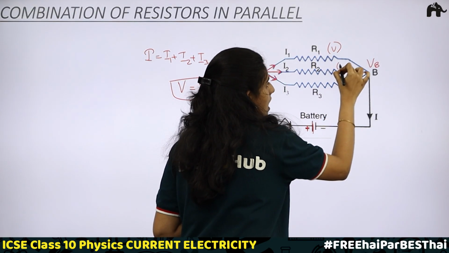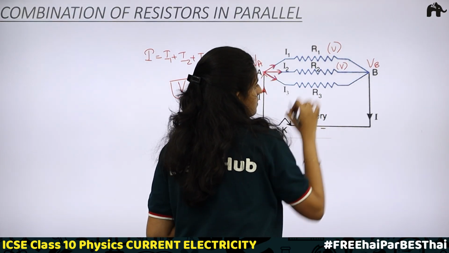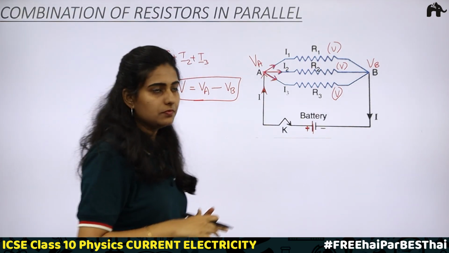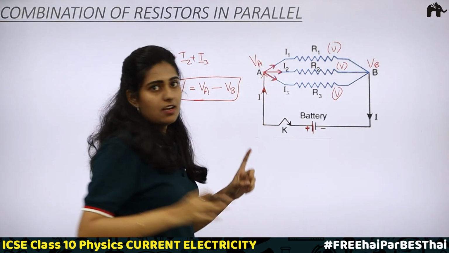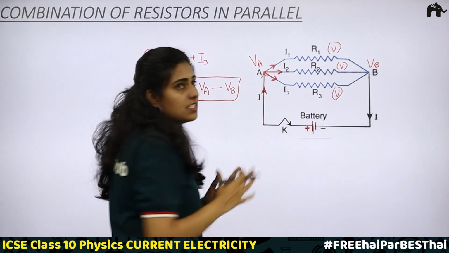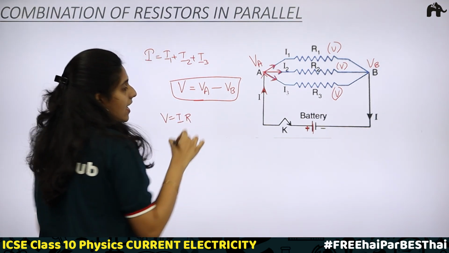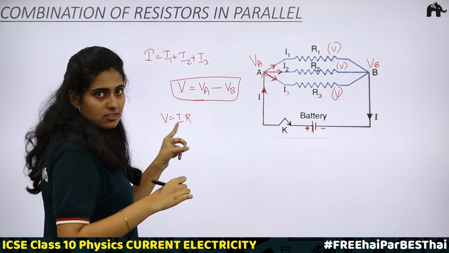Potential difference across R2 will be V. And potential difference across R3 will also be equal to V. Okay. Now the current. How is current, potential difference and resistance related? According to Ohm's law, we have V is equal to IR. As we said here, V is a constant.